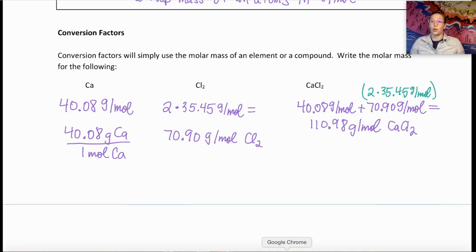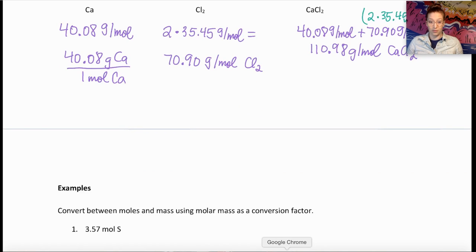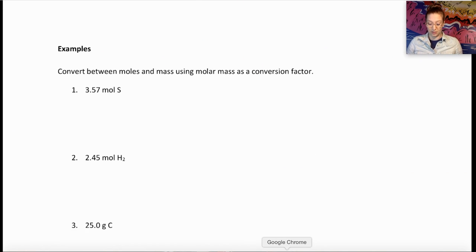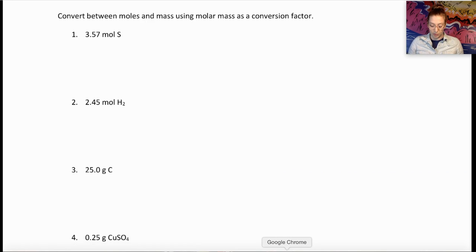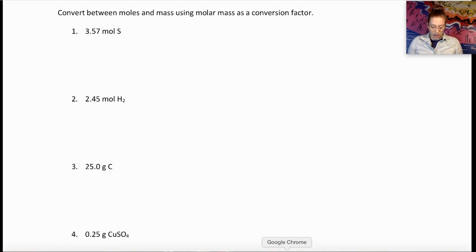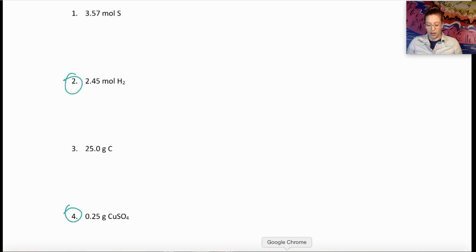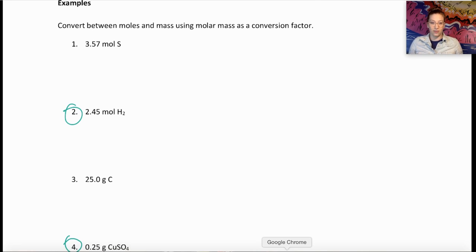Okay, great. So now that we have the ability to determine the molar mass, and we know that we're going to use these as conversion factors, then we can convert into or from moles to grams. So we're going to convert between these. We're just going to look at 2 of these examples. Let's look at number 2 and number 4, and we're going to just convert from one to the other.